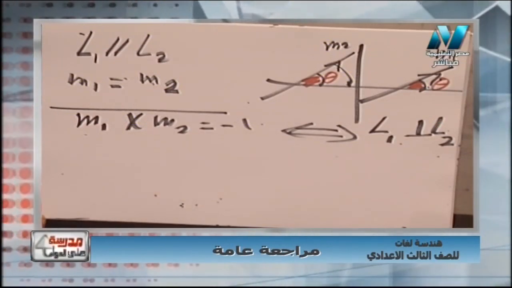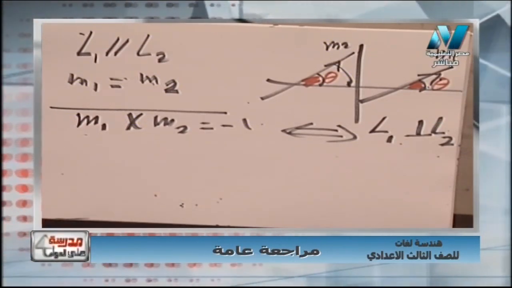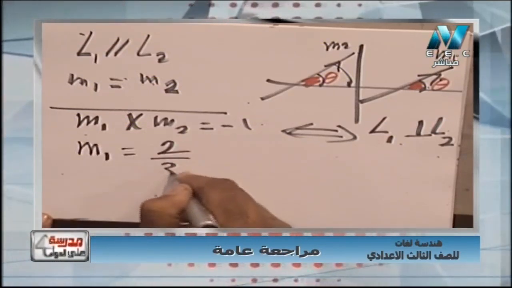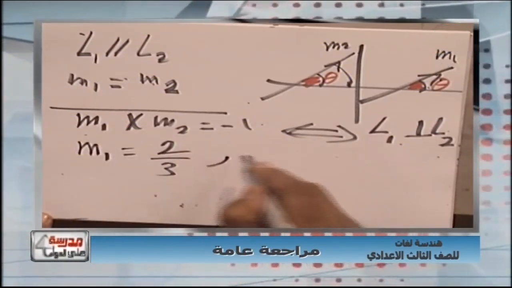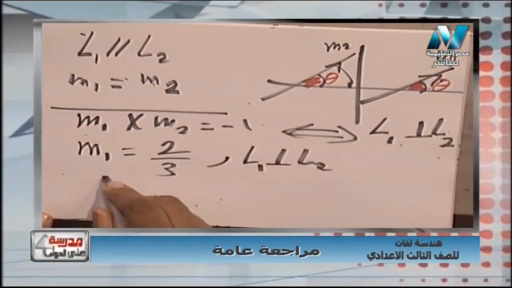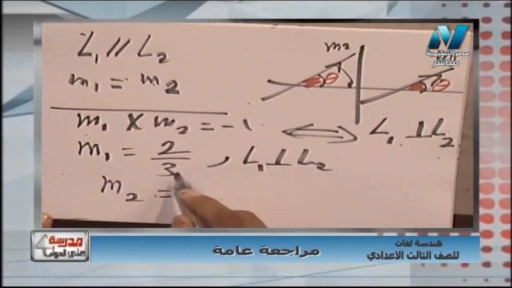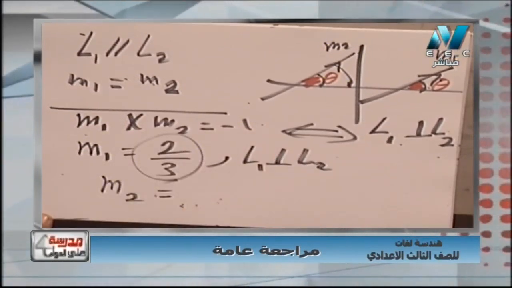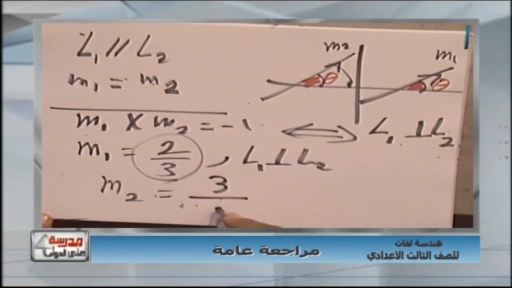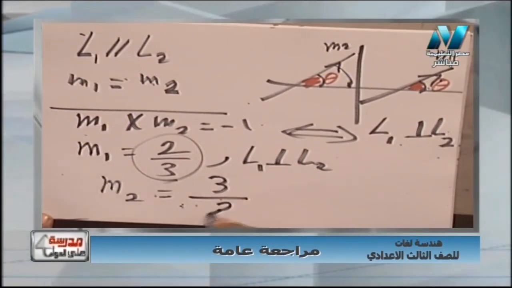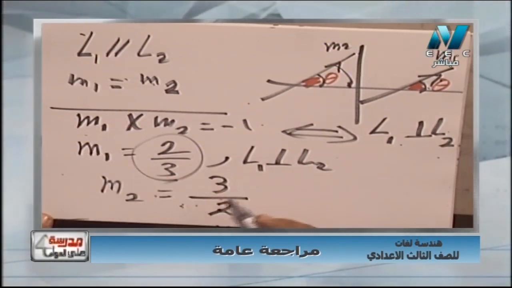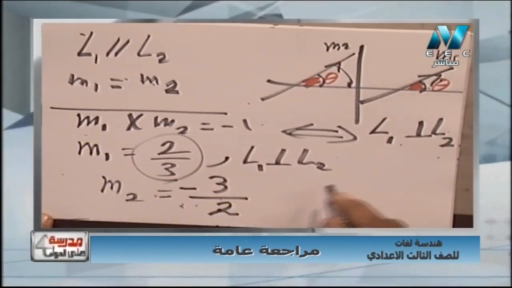To make it easy, if we have M1 equal to 2 over 3 and L1 perpendicular to L2, then M2 equals: we change the sign and reverse the fraction. Reverse the fraction, make it 3 over 2 instead of 2 over 3. And if the original sign is positive, we make it negative.